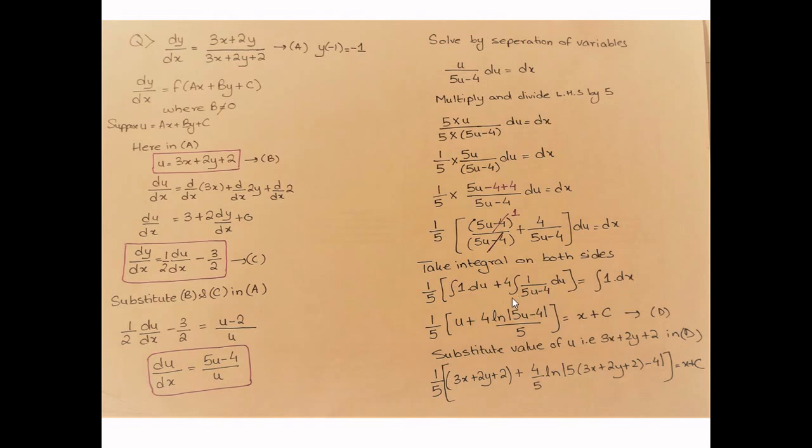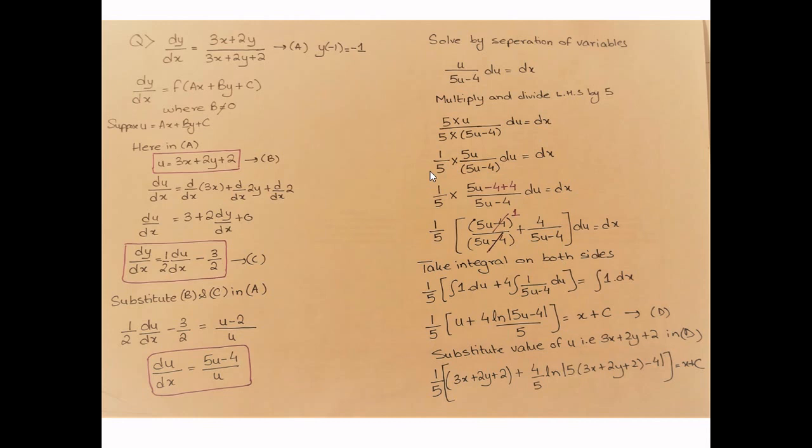As you can see, now you cannot simplify it further. So I will put back the substitution that I made, that was u is equal to 3x plus 2y plus 2, into this equation D, and now this is the general solution. Now, because the question was an initial value problem, I will suggest you further solve this question. I'm just telling you the steps that are required to do that.